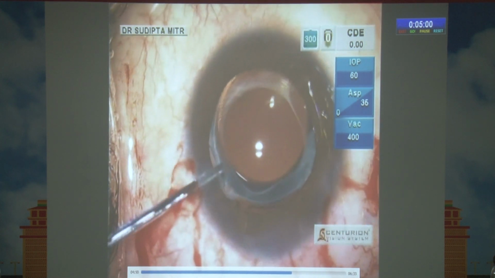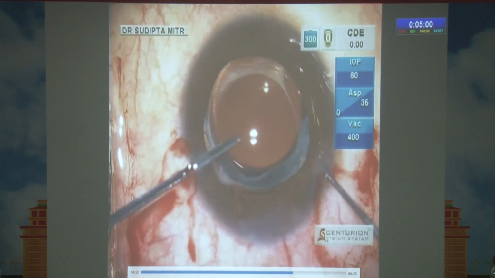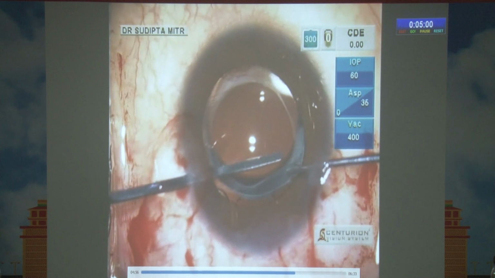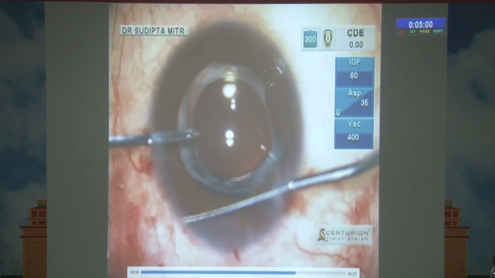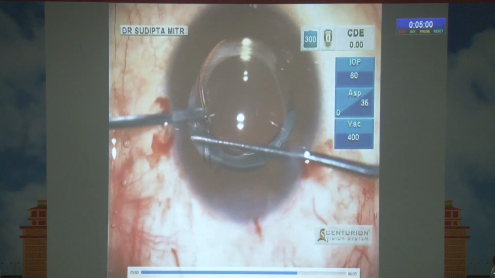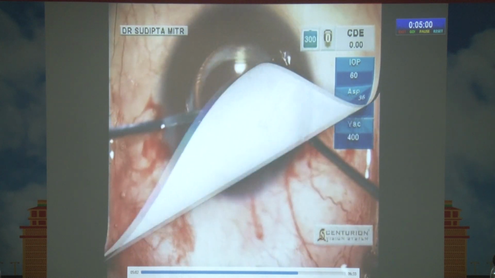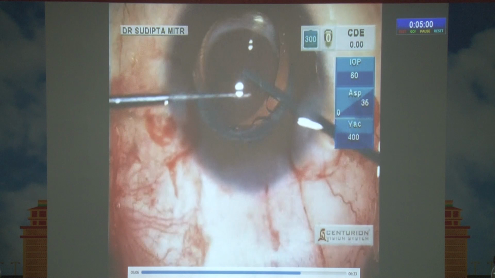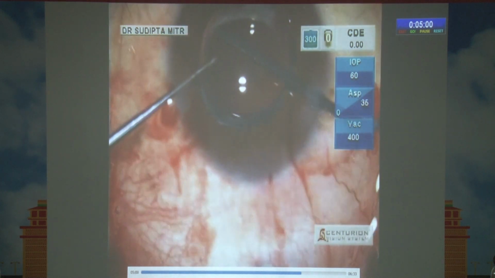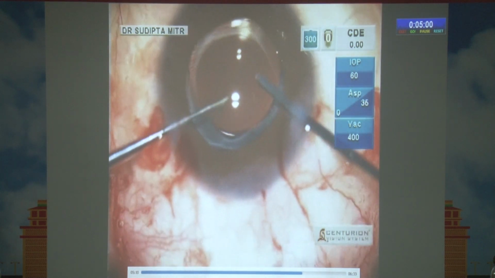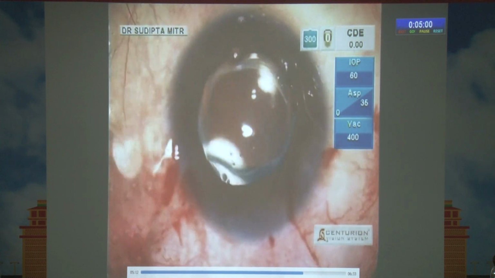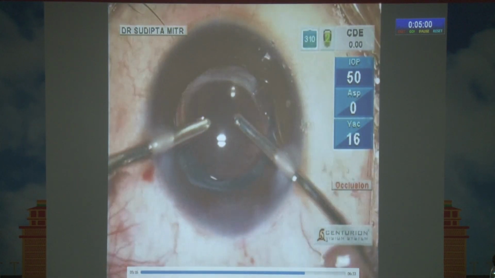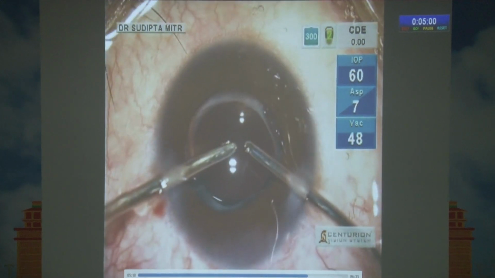As I said, this was my first experience, so I'm a bit slow in it. Once I finished the leading haptics, I went for the trailing haptics, and in a similar way folded one haptic over the other, and finally the last one. It was not that difficult, but okay. It was the first one in my learning curve. Then a very, very thorough wash, because the intralenticular viscoelastic would not give me the desired results.